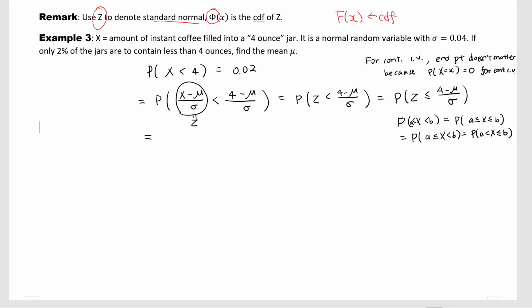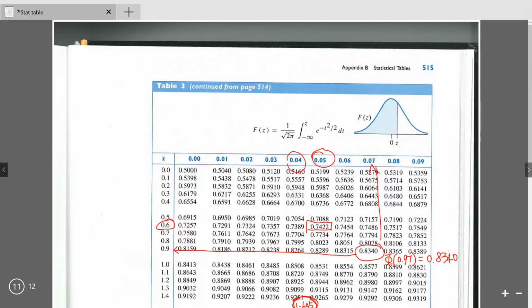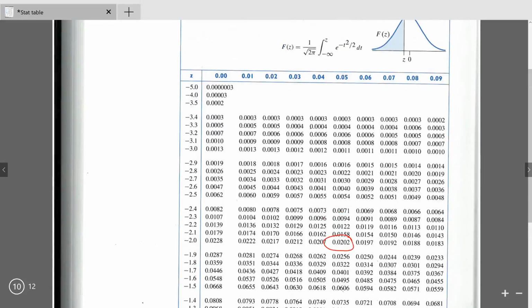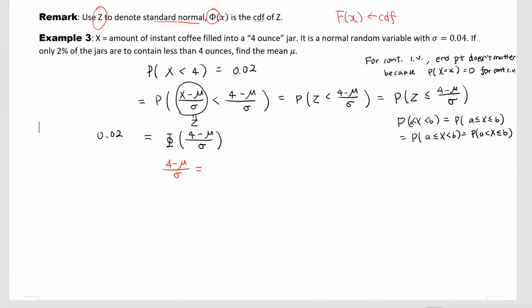All right, so we continue. Less than or equal is the CDF. So we have 4 minus mu over sigma, and that equals, what do we start with? 0.02. So we are looking for the x value such that the CDF equals 0.02. Let's go back to our table. Where is 0.02? Which one is closest? I would say this is the closest. What is the corresponding x value? Negative 2.05. So we get 4 minus mu over sigma equals negative 2.05.